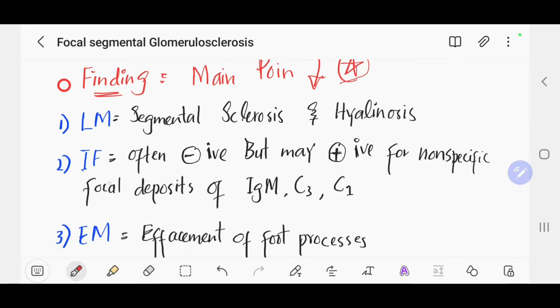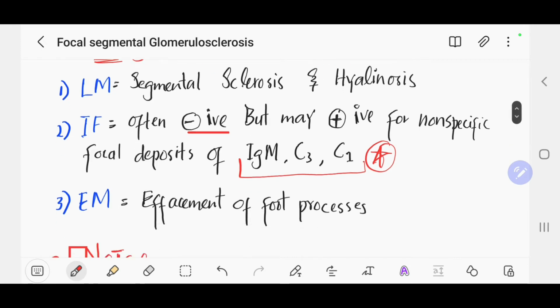The second one is immune fluorescence. Immune fluorescence is negative, but this is important, it may be positive for non-specific focal deposits like IgM, C3 and C1. This is very high yield. I will give this a star. Very high yield. This disease sometimes has immune fluorescence positive for IgM, C3 and C1. Okay, the third one is electron microscope. What will be there in electron microscope? There will be effacement of foot processes.